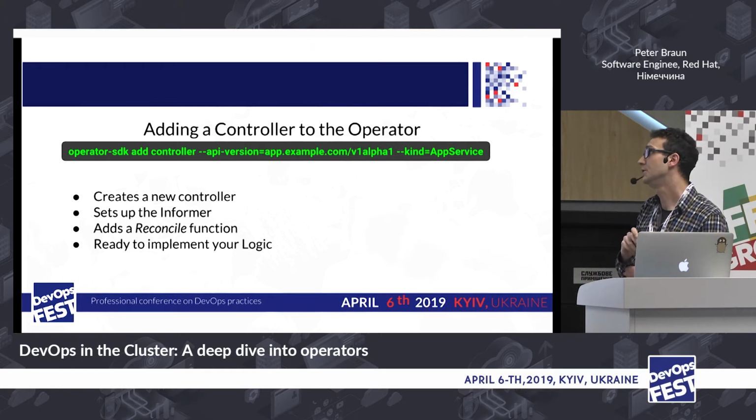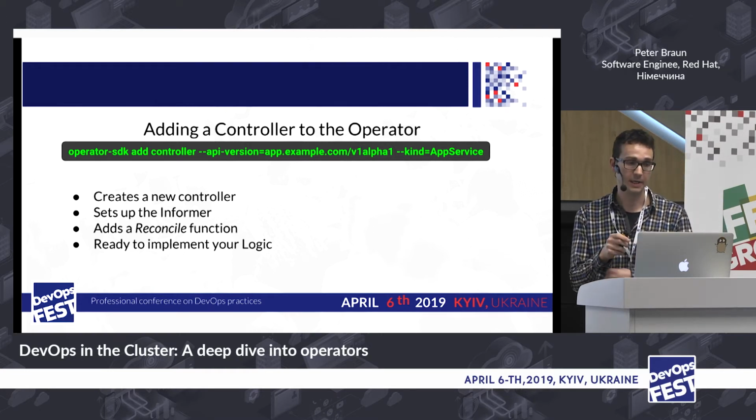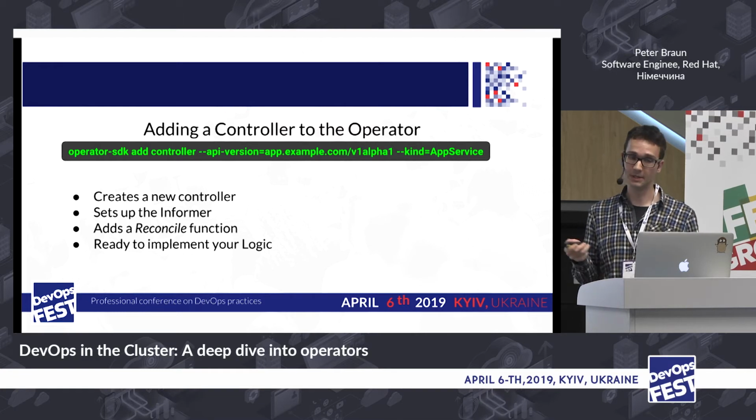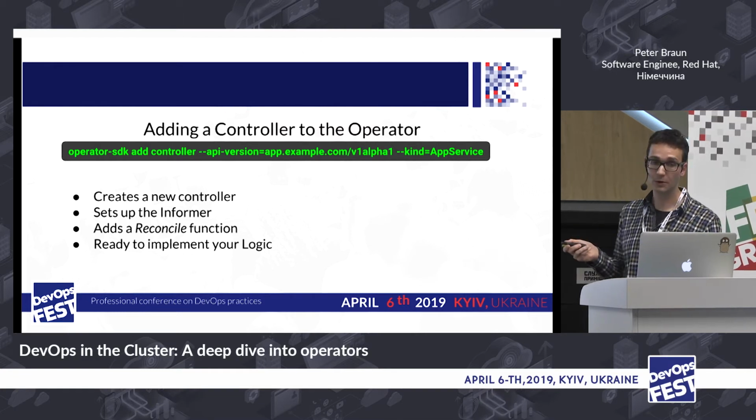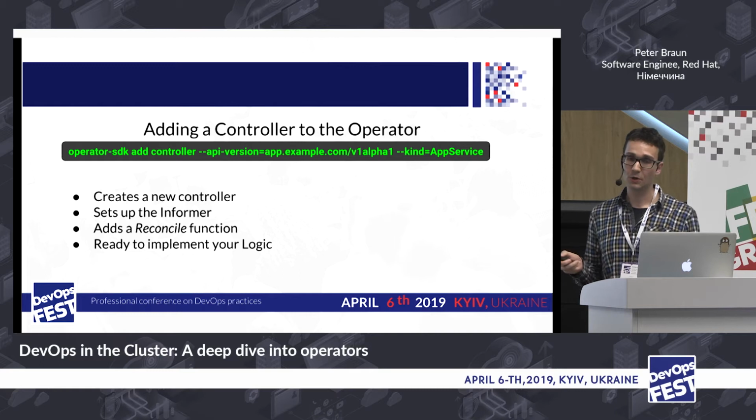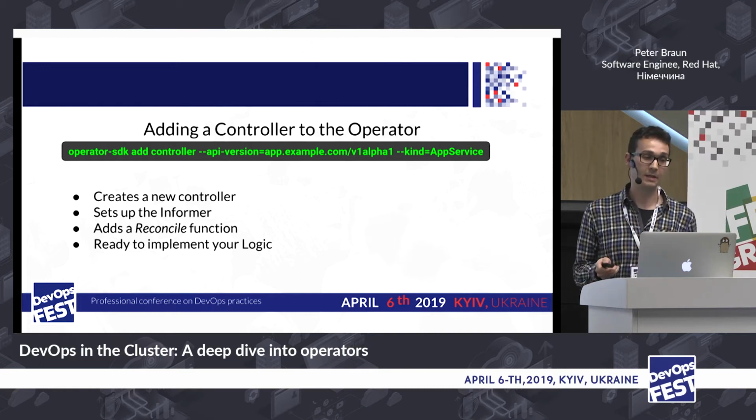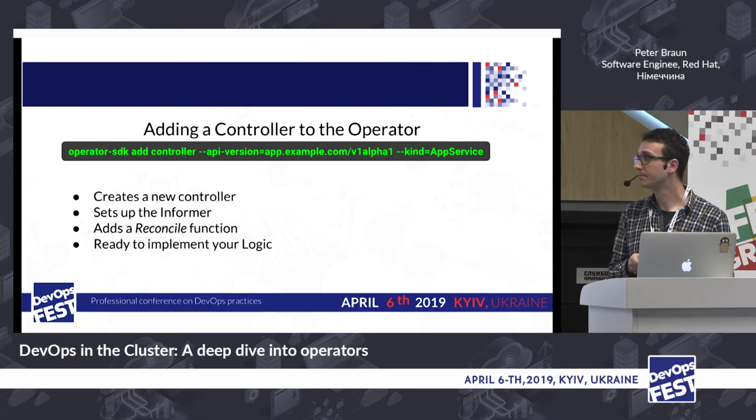The next thing you want to do probably is to add a controller. The procedure is exactly the same. So there's another subcommand for that, add controller. This creates a controller, it sets up the informer, and adds a reconcile function. So at this point, you're ready to start. So let's talk a bit about implementation.